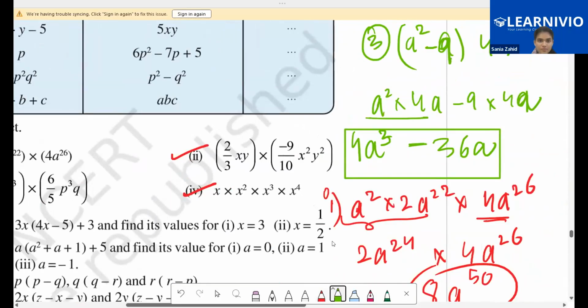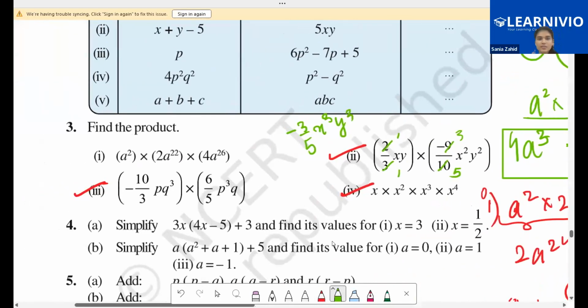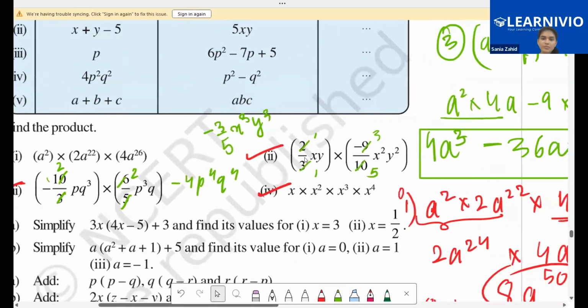Ma'am, the answer is minus 3 by 5 x cube y cube. Yeah, correct. See, we can directly even cancel 2 into 1 time, 2 into 5 times. I mean, 3 into 1 time and 3 into 3 times. So it becomes minus 3 by 5 x cube y cube. Correct. Next, Mustafa, tell us. The answer is minus 4 p to the power 4 q to the power 4. Yeah, that's correct. Because 3 into 2 times and again 5 into 2 times. So we get minus 2 p to the power 4 q to the power 4.